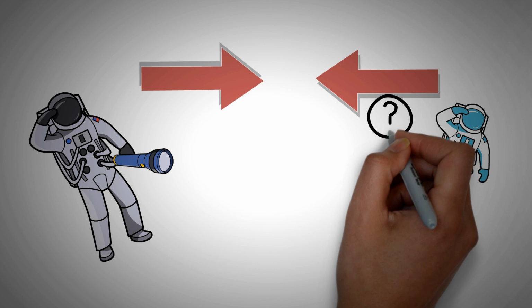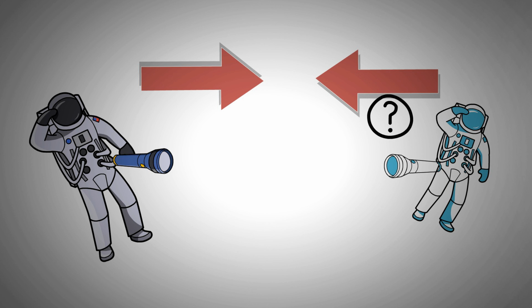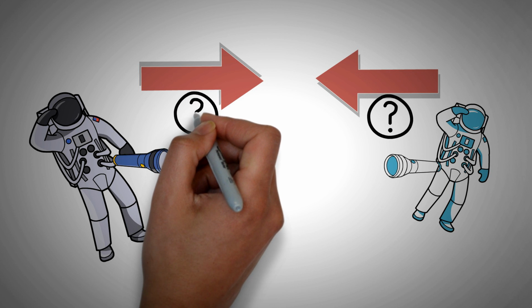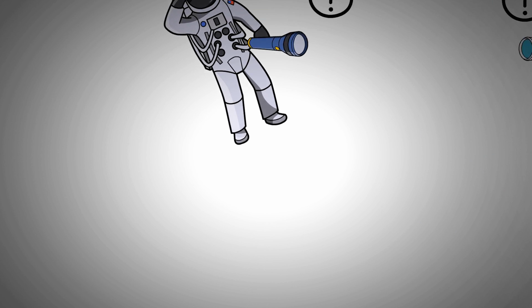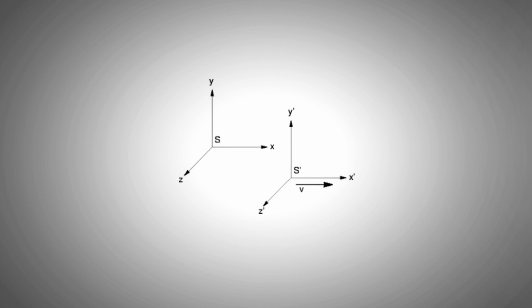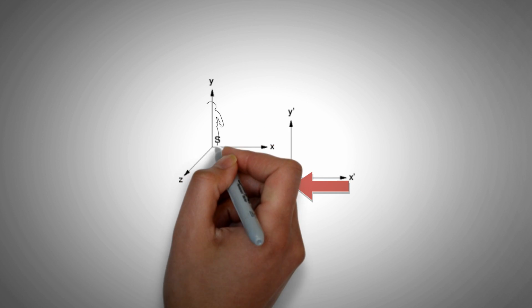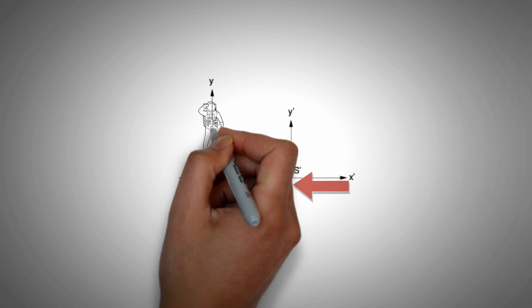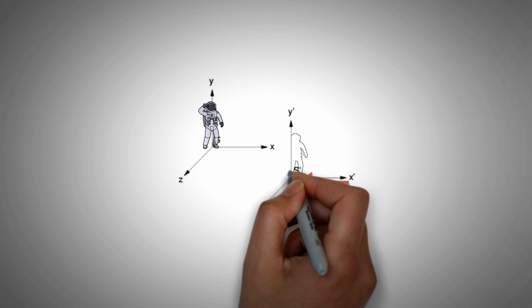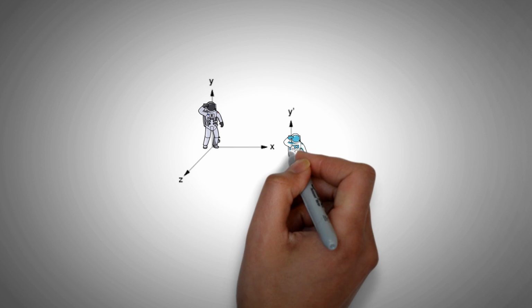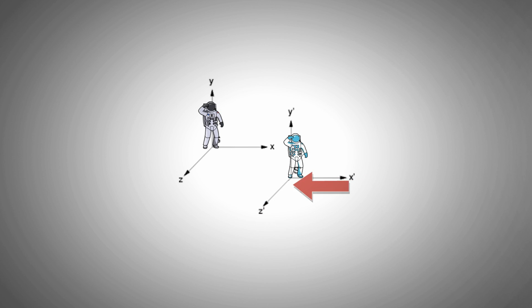Now what do you think? Is it Alex moving towards Bob? Or is it Bob moving towards Alex? Or is it both moving towards each other? Well, the answer is pretty simple. You can't tell. All you can say is that there is a relative motion between them. From Alex's frame of reference, Bob is moving towards him and vice versa.